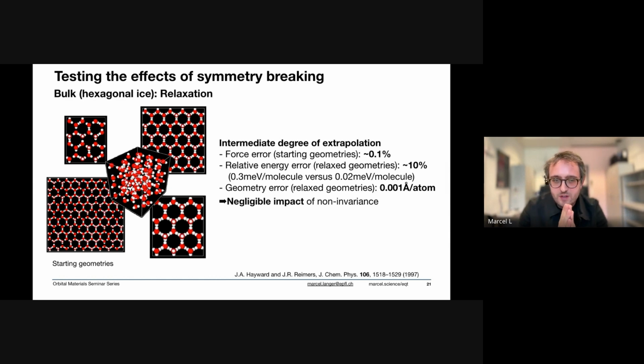And here also there's very, very little impact of non-invariance. So the final relaxed geometries are very similar. The force error on the starting geometries, which would determine where this optimization goes, is on the order of 0.1% of the total force. The energy difference between the different ground states is already on the order of a few fractions of a millielectron volt per molecule. Here the error is an order of magnitude less. So everything is rather unproblematic in this case, even though this is somewhat out of domain, being frozen and not liquid water.